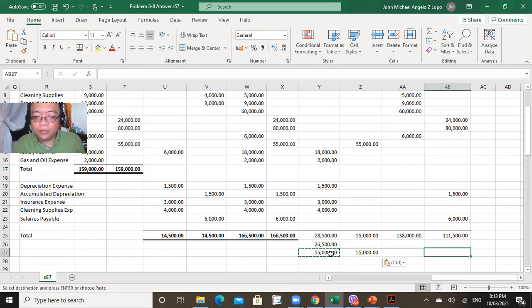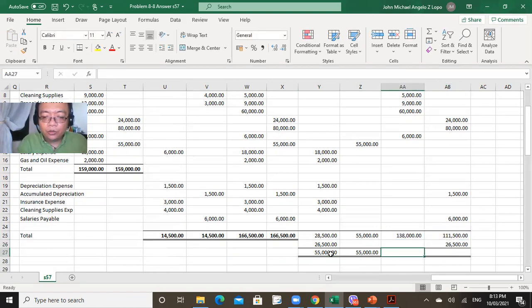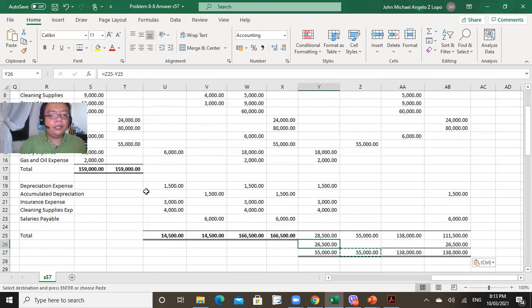How about the other one? To balance, we will put it here. 138 minus 111. You have 26,500. All right. My question here is, what is the 26,500 here?